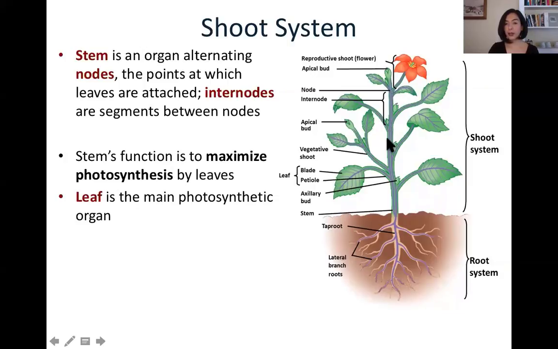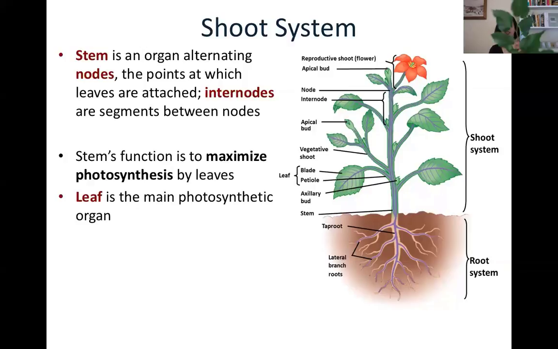What is the next node? Well, the next node will be right here. So that's the node. And the internode is going to be this part, the length in between the nodes. Those are the internodes.